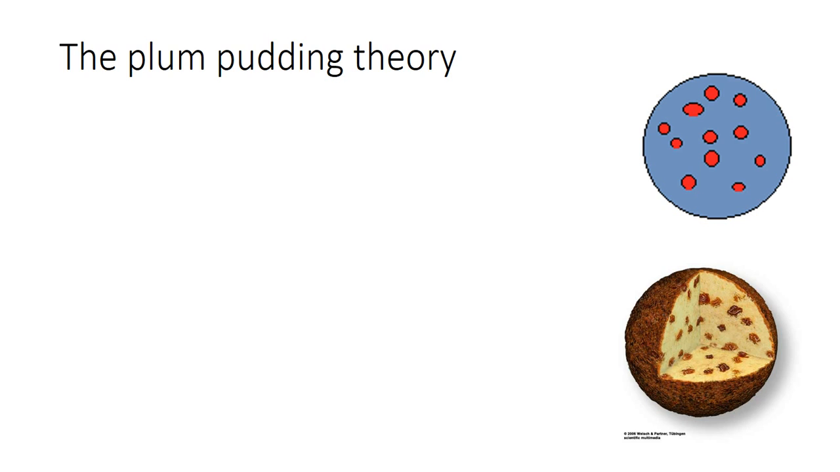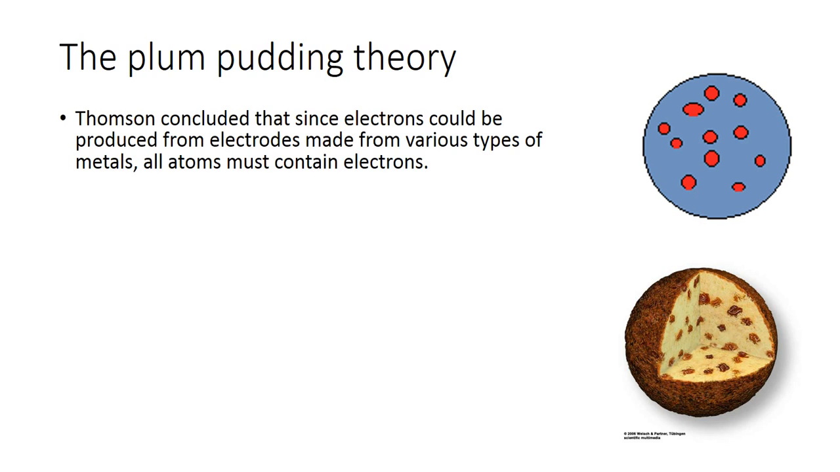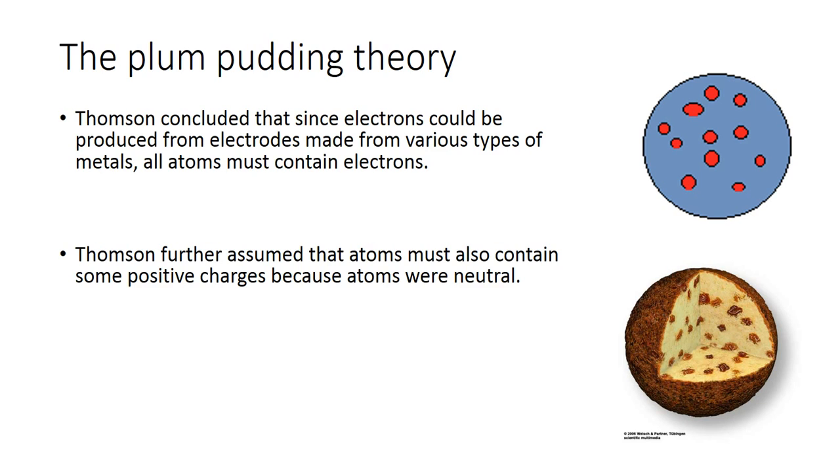But the major question was, where are these found? Where do you find these negatives? Where do you find these positives? So he came up with the plum pudding theory. He concluded that since electrons could be produced from electrodes made from various types of metals, all atoms must contain electrons. So he assumed that atoms must also contain some positive charges because atoms were neutral.